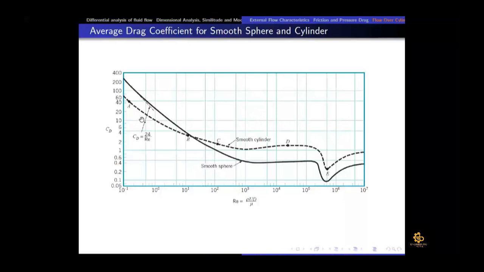Is that the case? Does it make any sense that the total drag force will reduce if we increase the flow velocity? I think that it should increase.